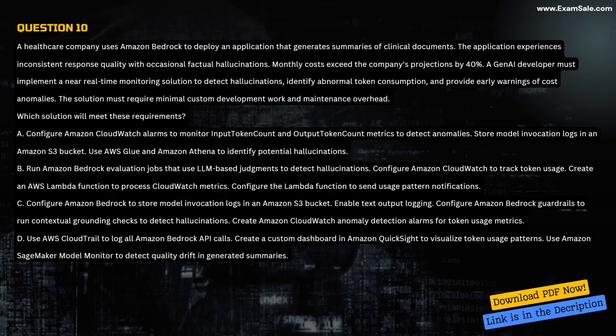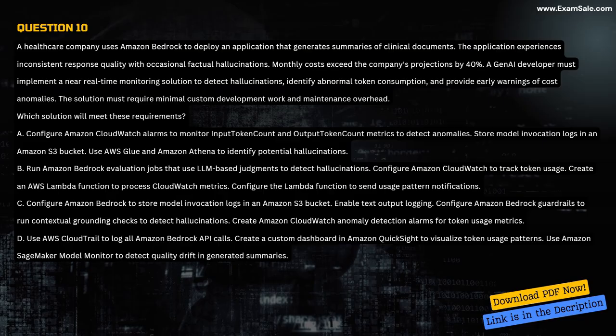Which solution will meet these requirements? A. Configure Amazon CloudWatch alarms to monitor input token count and output token count metrics to detect anomalies. Store model invocation logs in an Amazon S3 bucket. Use AWS Glue and Amazon Athena to identify potential hallucinations.